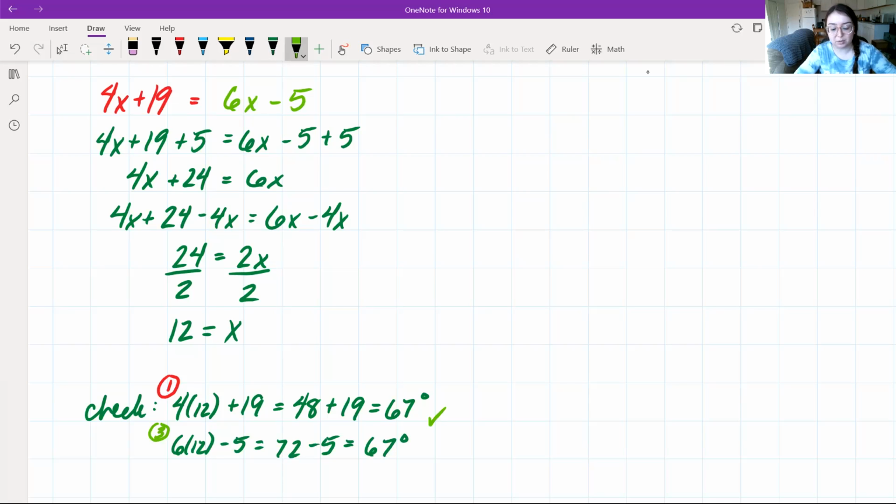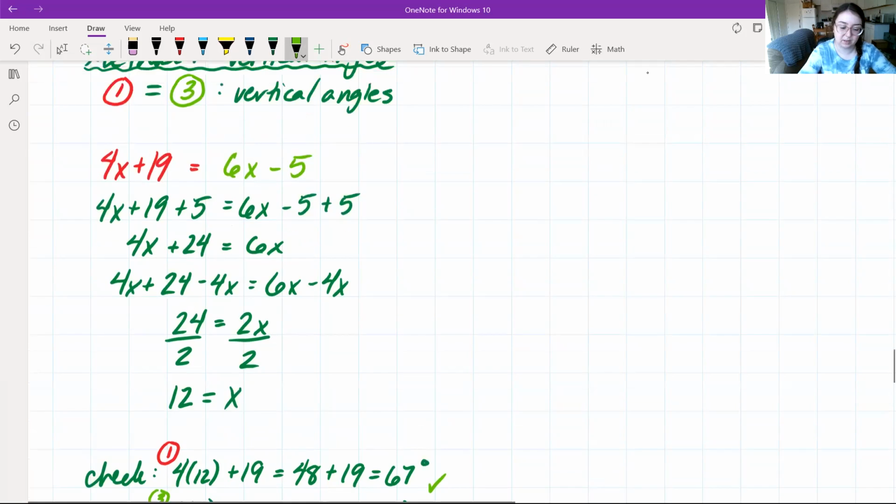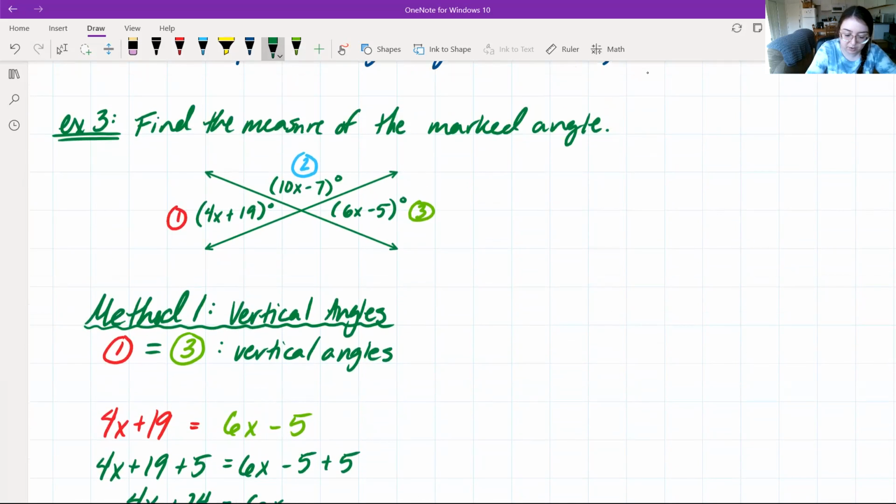So our angles are equal to each other, and we've now solved for our angle measurements of angles 1 and 3. So we can say that these we now know are, let's put little angle signs here, 67 degrees, little angle sign, 67 degrees. Let's see, we don't know our angle for angle 2. Now we can easily calculate angle 2 by subtracting 67 from 180.